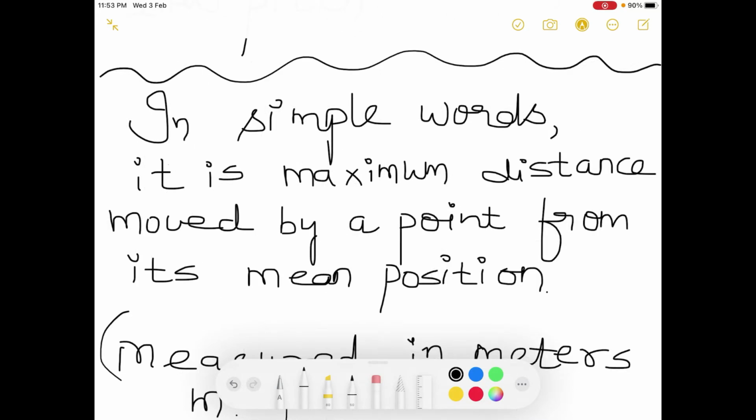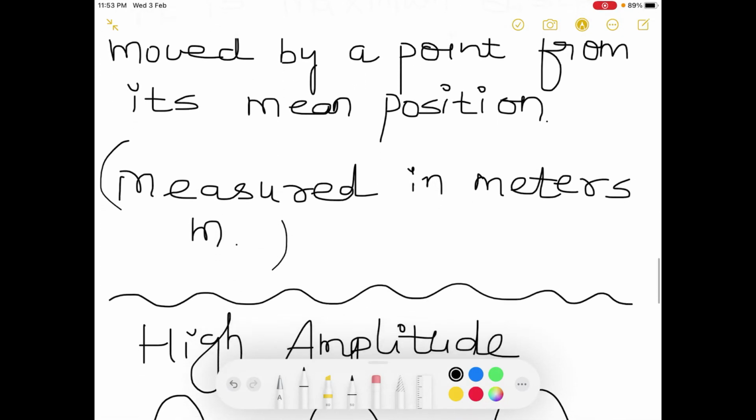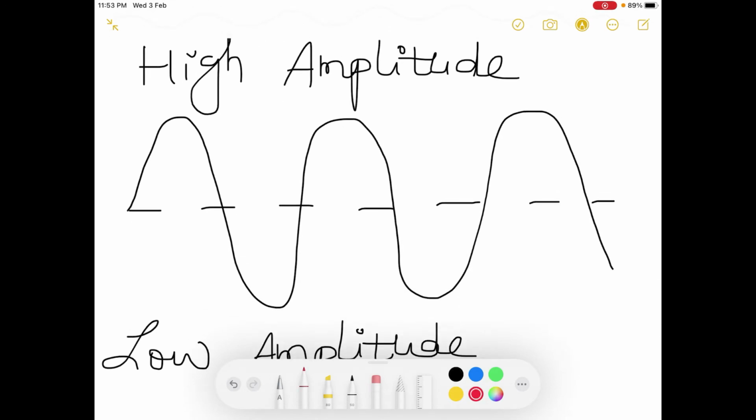Now, if we talk about amplitude, then in very simple words, it is the maximum distance moved by a point from its mean position. As it is distance, it is measured in meters. If we plot a graph, as you can see here, the dotted line represents the equilibrium position, its mean position. The perpendicular distance that the particle covers is its amplitude. You can measure the distance on either side. This gives you the amplitude.